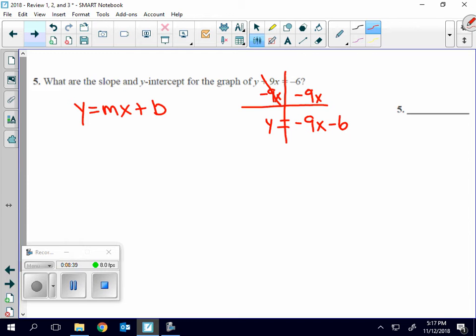So they want to know the slope and the y-intercept. So the slope is negative 9, and the y-intercept, the b, is a negative 6.